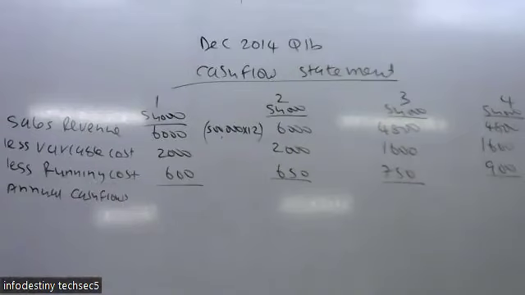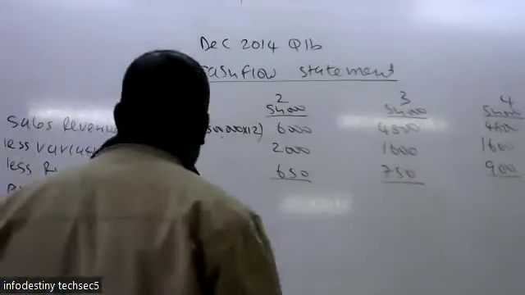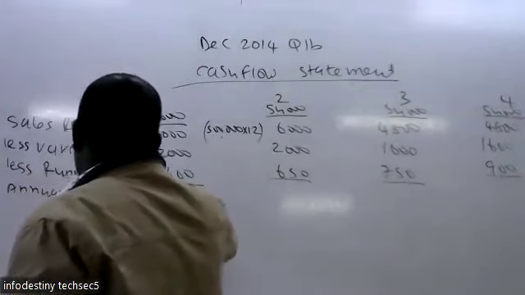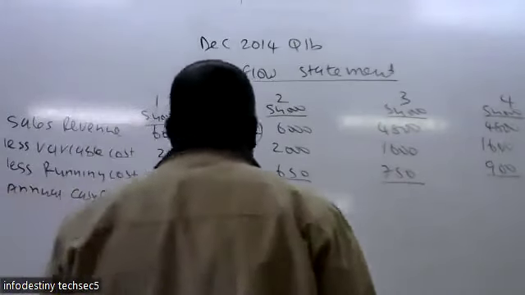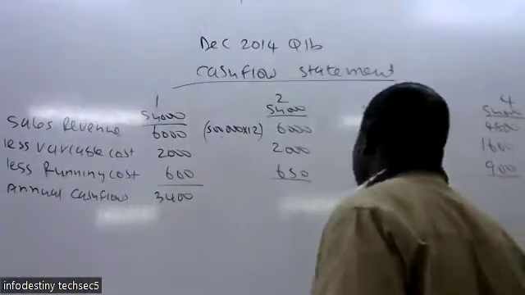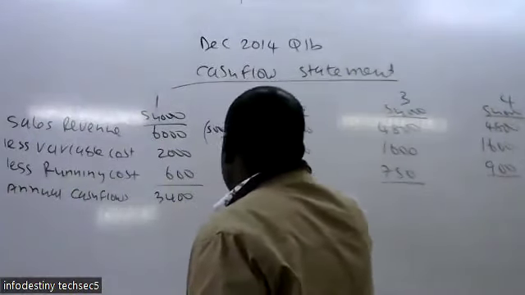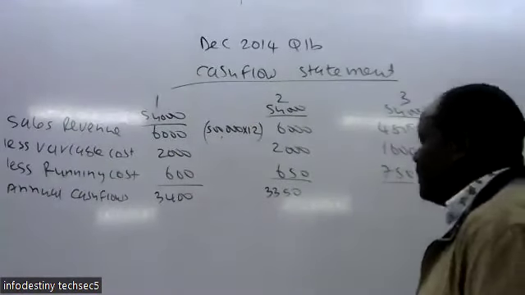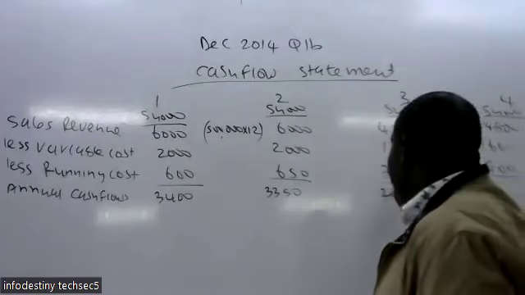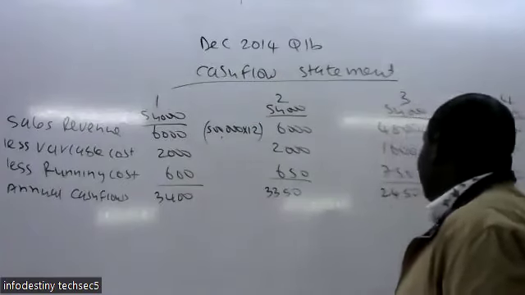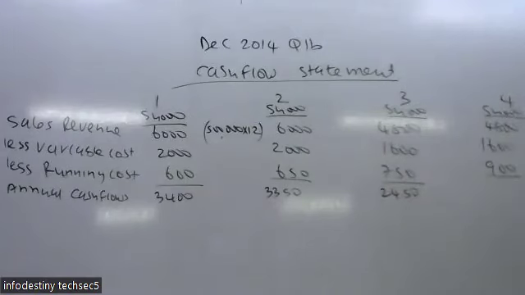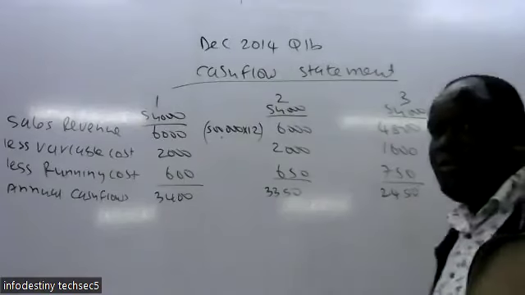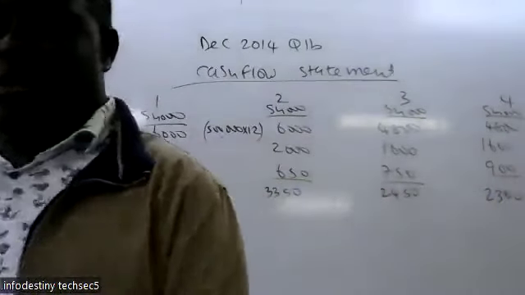So what is there for year one? 3.4 million. How about year two? That's 3.50. How about year three? 24.50. Then finally should be... So those figures were not given, you are meant to calculate them.